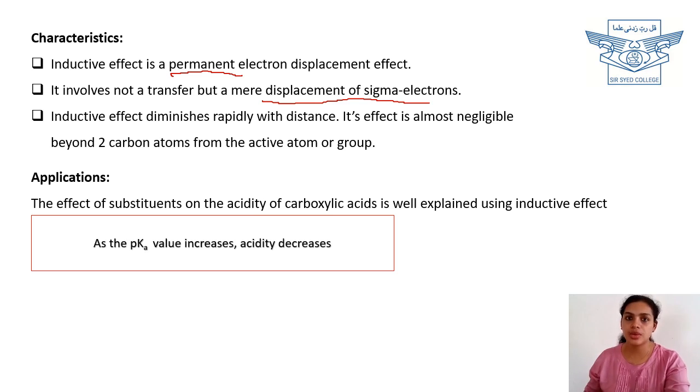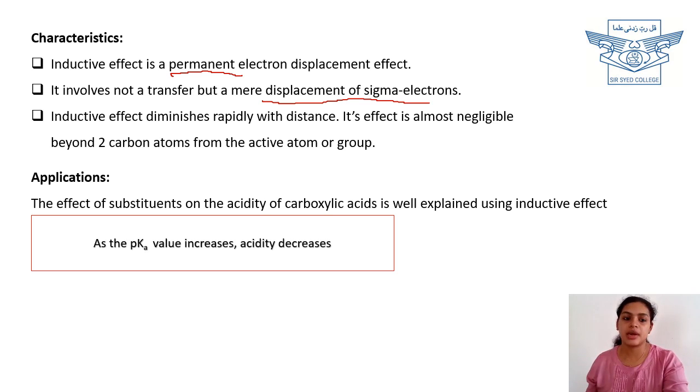And when it comes to applications, the most important application is that the effect of substituents on the acidity of carboxylic acids is well explained by the inductive effect. Okay, this is the most important application. And before discussing the application, I'll have to give you some hints about acidity, as I'm trying to brush up your memory.